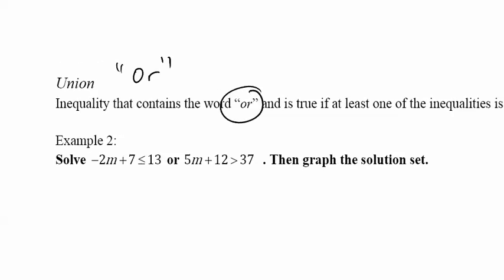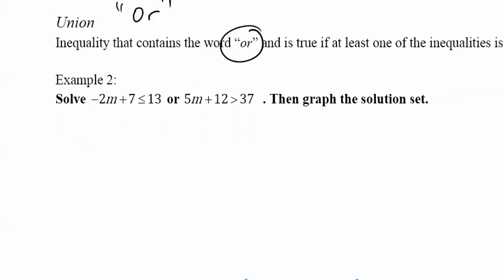When dealing with compound inequalities, you're dealing with two inequalities at a time. So that means you have this inequality or this inequality. What you're doing with a union is combining the possible solutions. So let's solve each one separately.